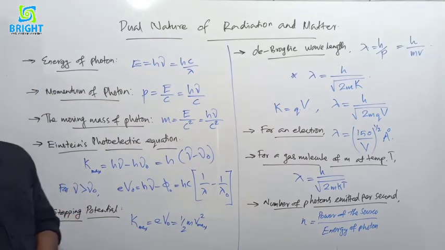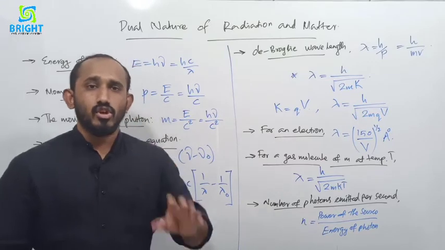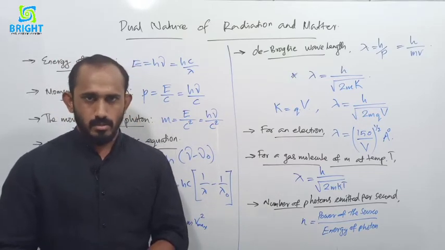The term stopping potential says that the maximum anode potential needed to stop photoelectrons is called the stopping potential.